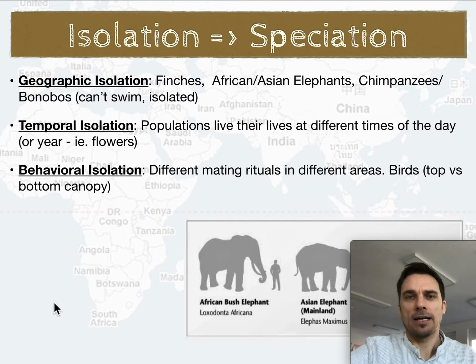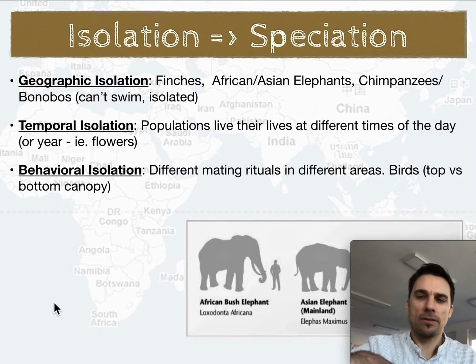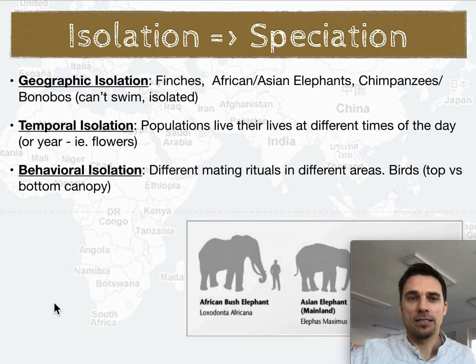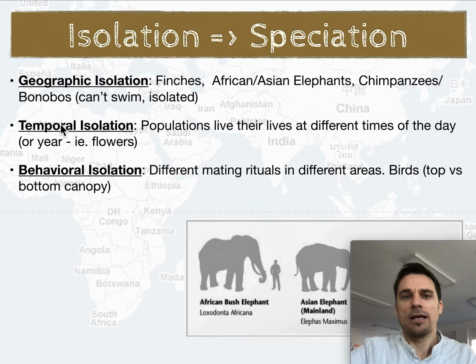There's a few different types of speciation, and that speciation will occur because of a few different types of separations in species. So you have these 3 listed here. We have geographic, temporal, and behavioral.